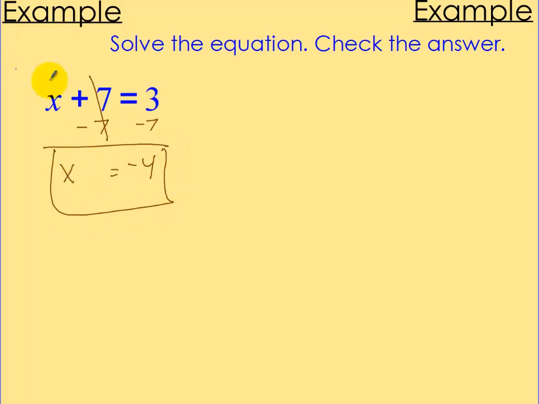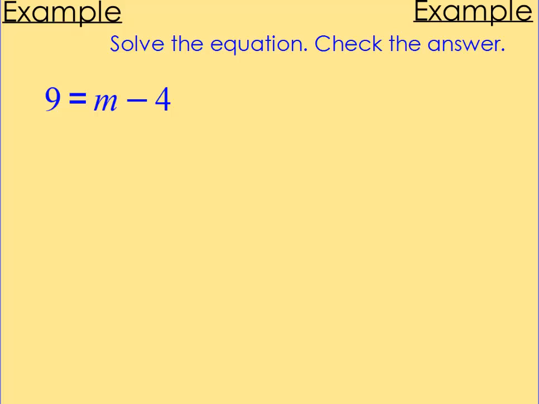And you check it by plugging negative 4 in for x. So I'm taking that equation. Let's write that original again. X plus 7 equals 3. And then I'm going to plug in negative 4 for x. So I get negative 4 plus 7 equals 3. So what's negative 4 plus 7? Well, that's 3. And 3 does equal 3, so that checks out. Let's try the next one. Pause the video.